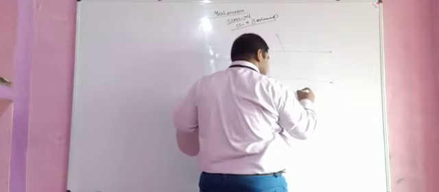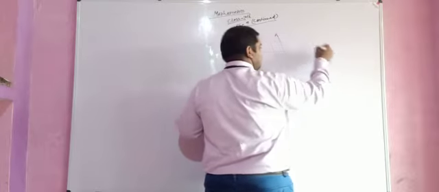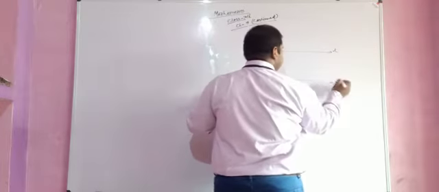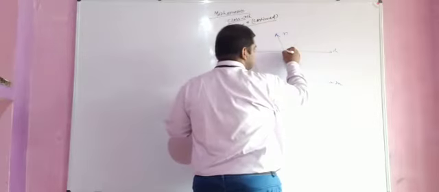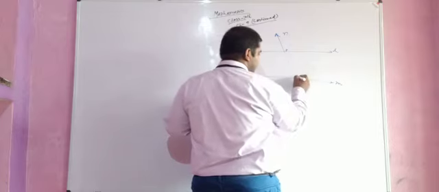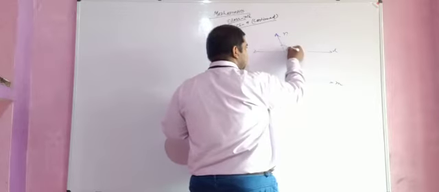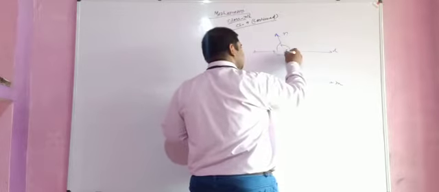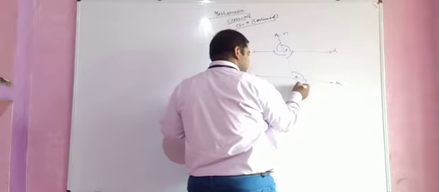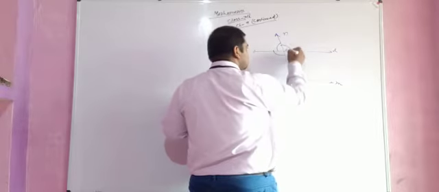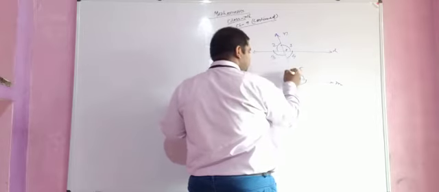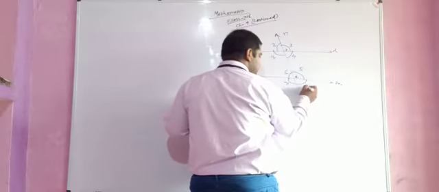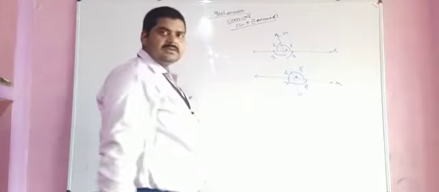I have just drawn here L and M, two different lines. They are intersected by a transversal at two distinct points P and Q. How many angles are formed? You can just count. 1, 2, 3, 4, 5, 6, 7 and 8.